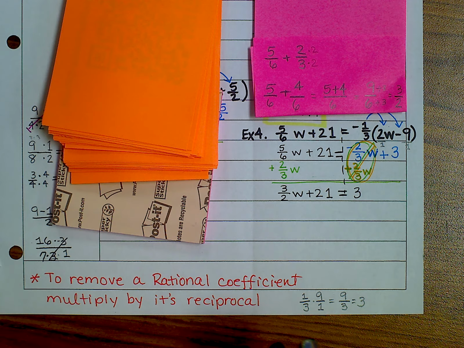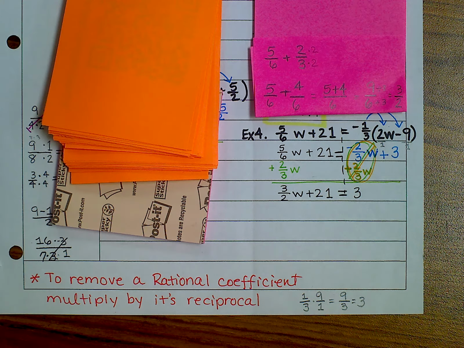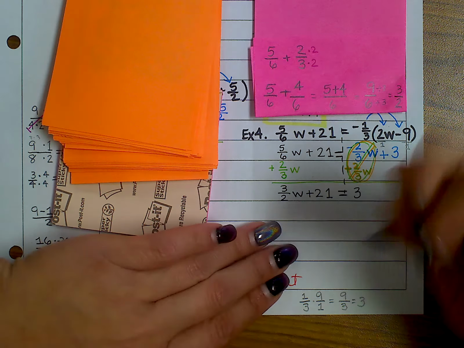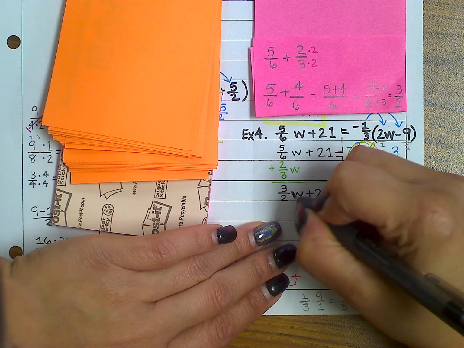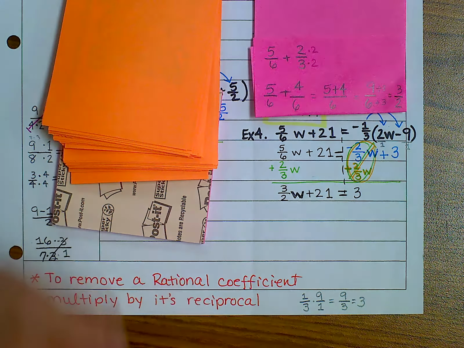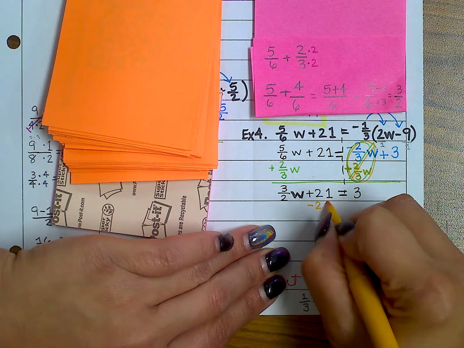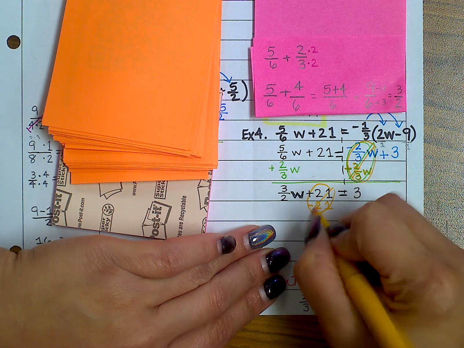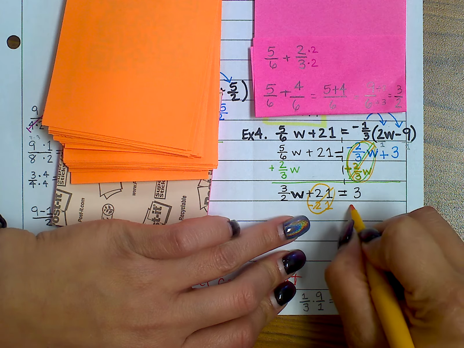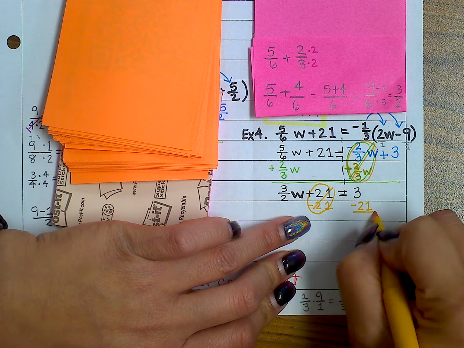Now we're on step 4, solving. I need to remove my constant. Now, because my goal is to get this W alone, the closest constant to it would be 21. So that's a positive 21. I'm going to subtract it to eliminate it and move it over to the right side where there's another constant, negative 21.